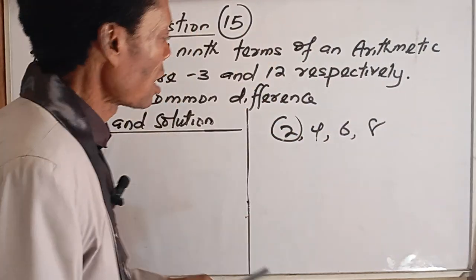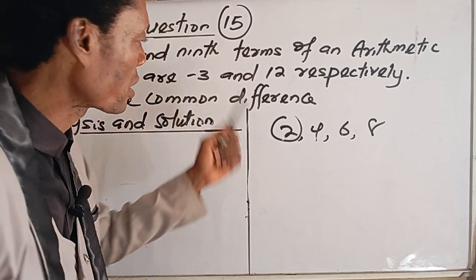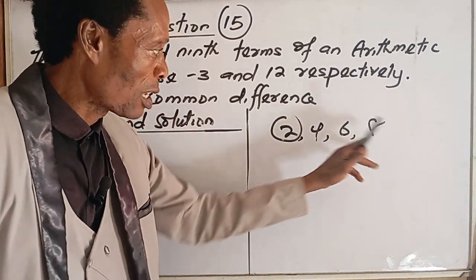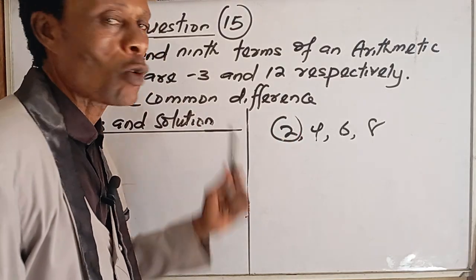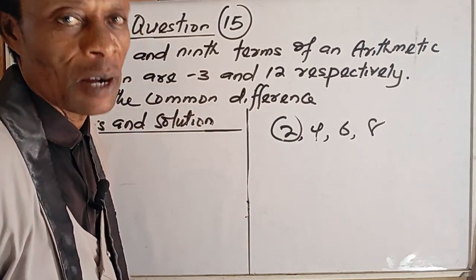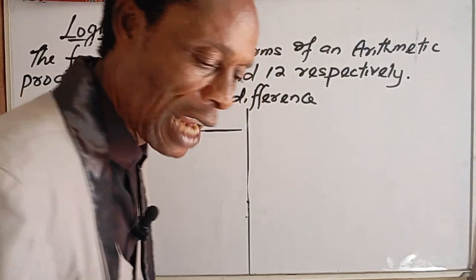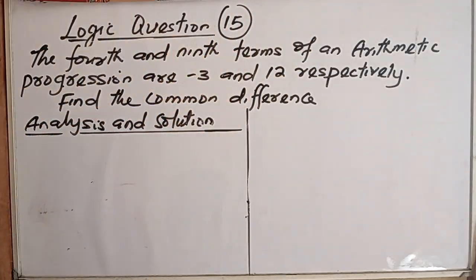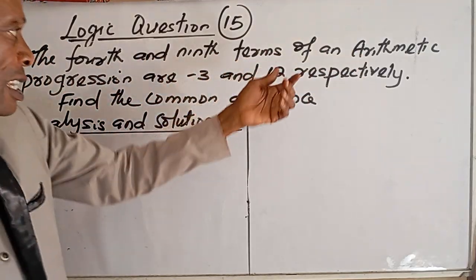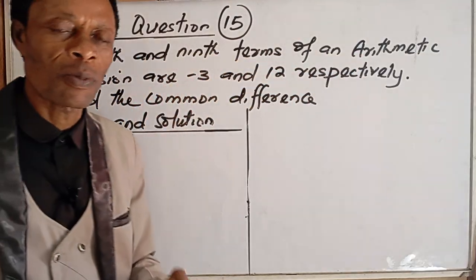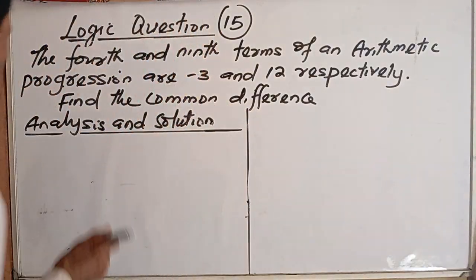But in our question, these terms are not given, and the common value that has been added to give all this is also not given. That is what we're asked to calculate. So let's see how we resolve this kind of problem in which the terms are not given. You can see that they say the fourth and ninth terms of an arithmetic progression are these. To resolve this kind of problem, you have to apply the nth term formula.